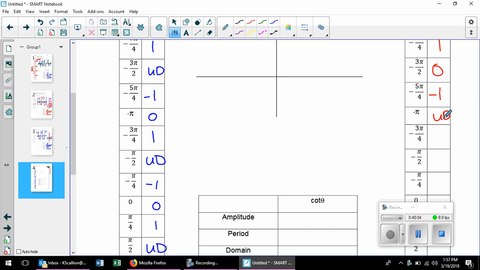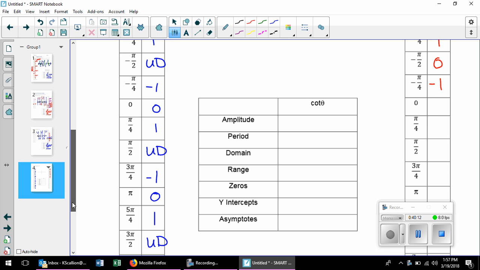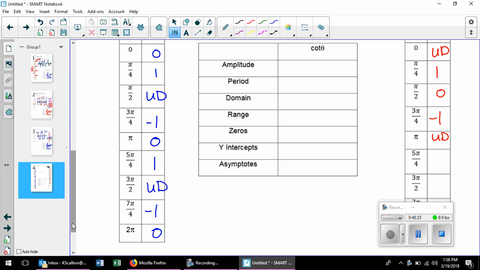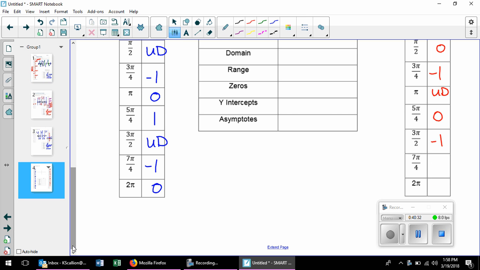This is undefined, 1, 0, -1, undefined, 1, 0, -1, undefined, 0, -1. Oh, I must have skipped something. I have to go find where I made my mistake. 5 pi over 3? Okay.